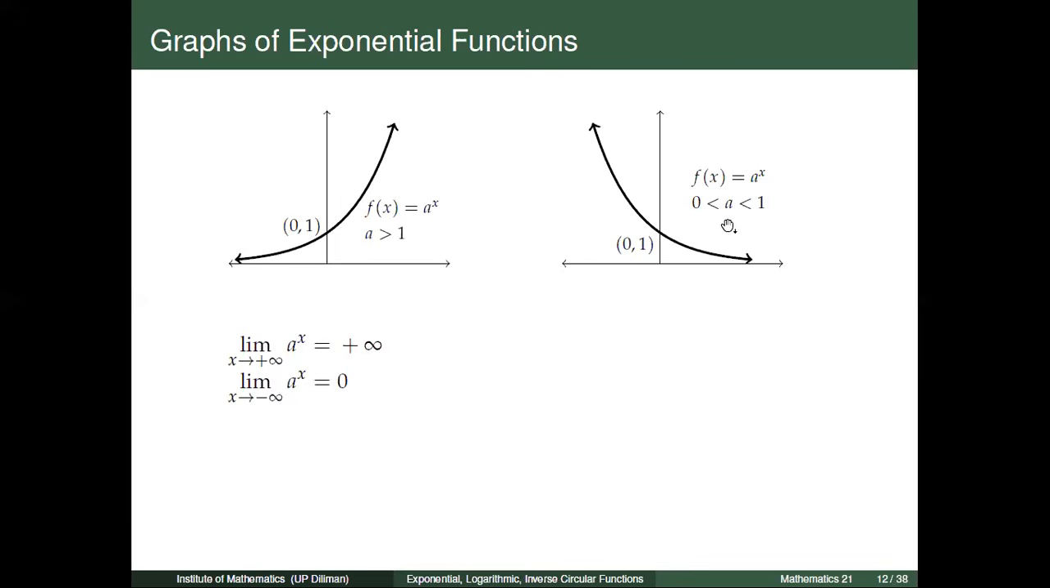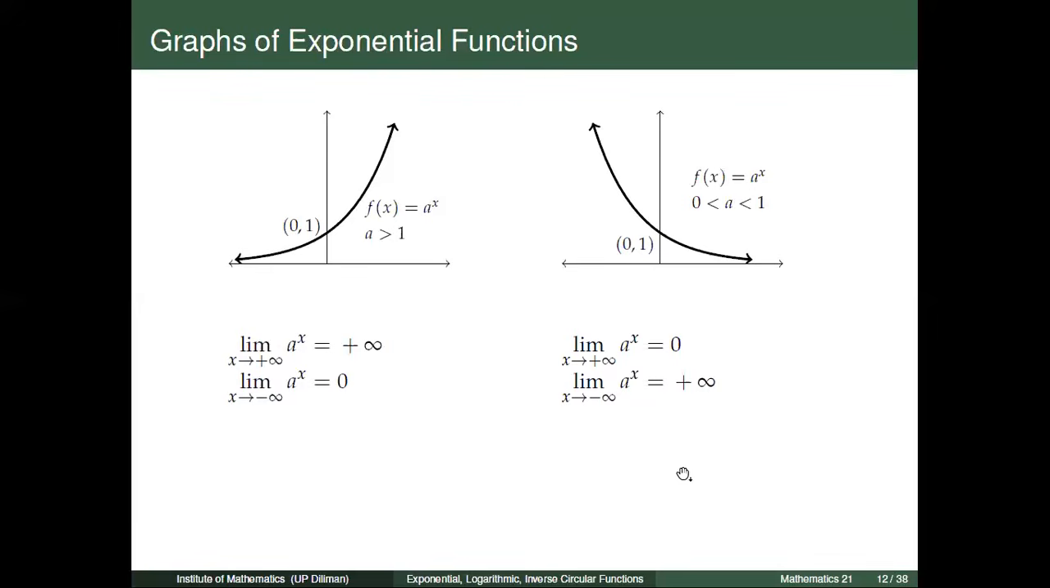When the base is between 0 and 1, the opposite relationship holds. The limit of a to the x as x approaches positive infinity is 0, while the limit of a to the x as x approaches negative infinity is positive infinity.